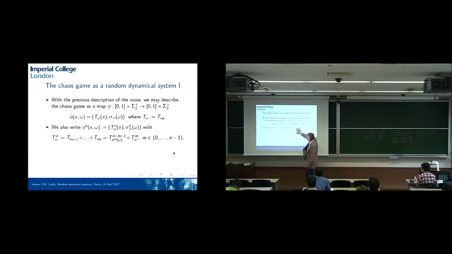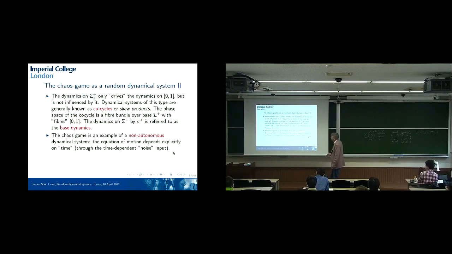So this is really the game we play. You could say, I pick omega from the symbol space, a long sequence of 0s and 1s, and then I play this game: 0, 1, 0, 1, 0, 1, 0, 1. And this is not the Markov process that I first described.